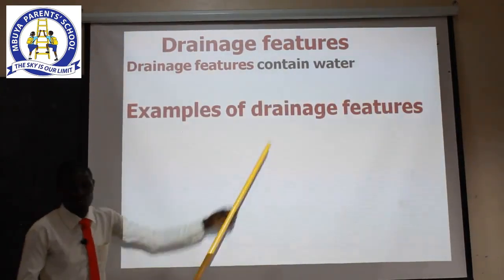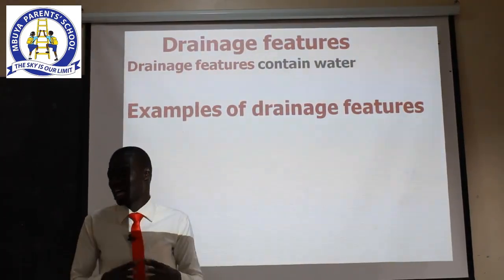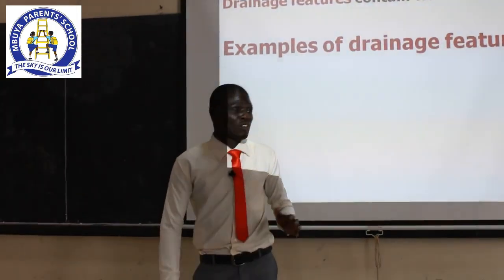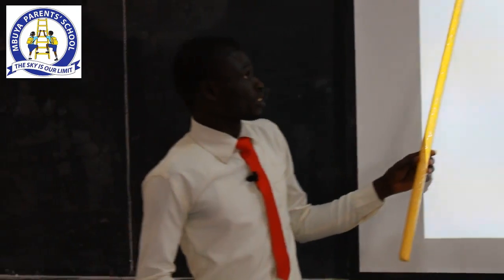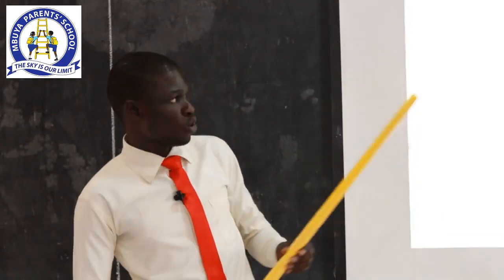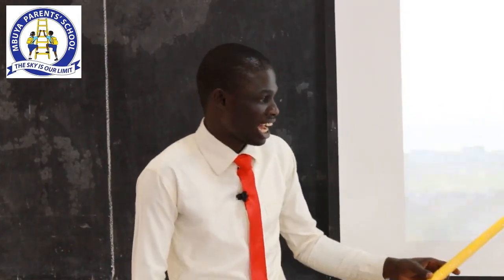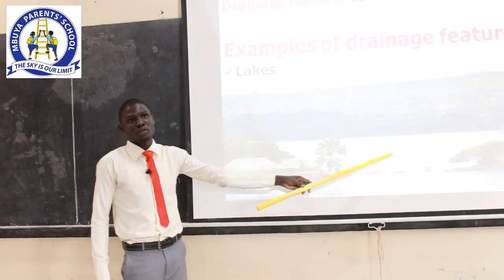Examples of drainage physical features. Only these physical features that contain water. Do not bring any other physical feature that we have talked about from the first place. Lakes. They have water. Another one, this one is the picture of a lake.